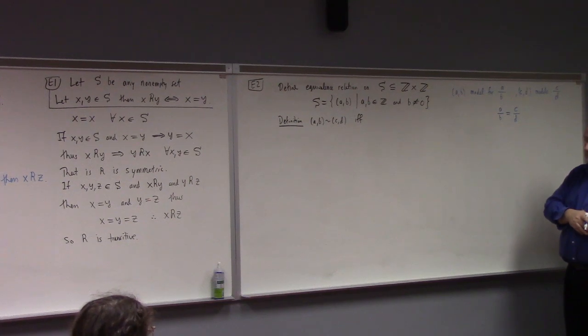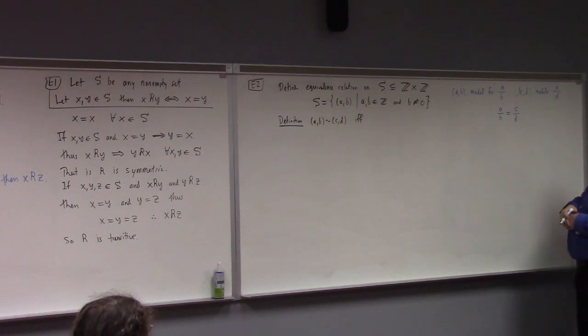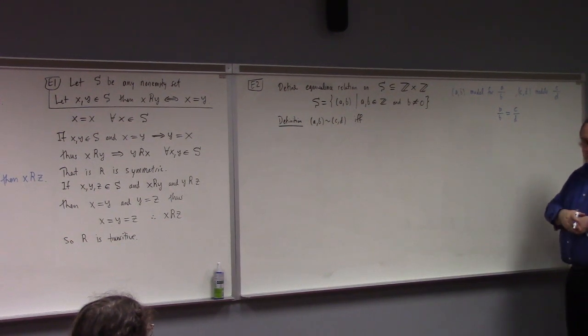Yeah. A is a multiple of C and B is the same multiple of D. That's one way you could do it, but that would be more laborious. I mean, you're not wrong.